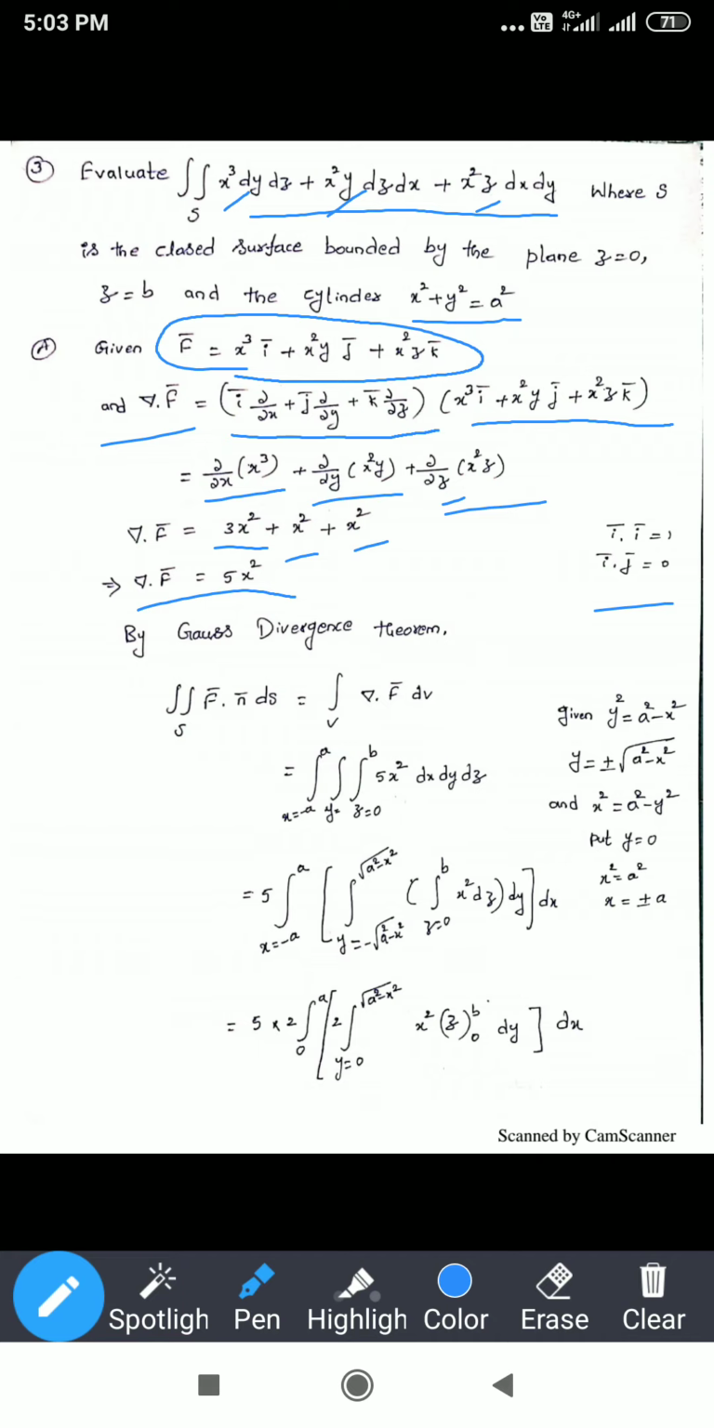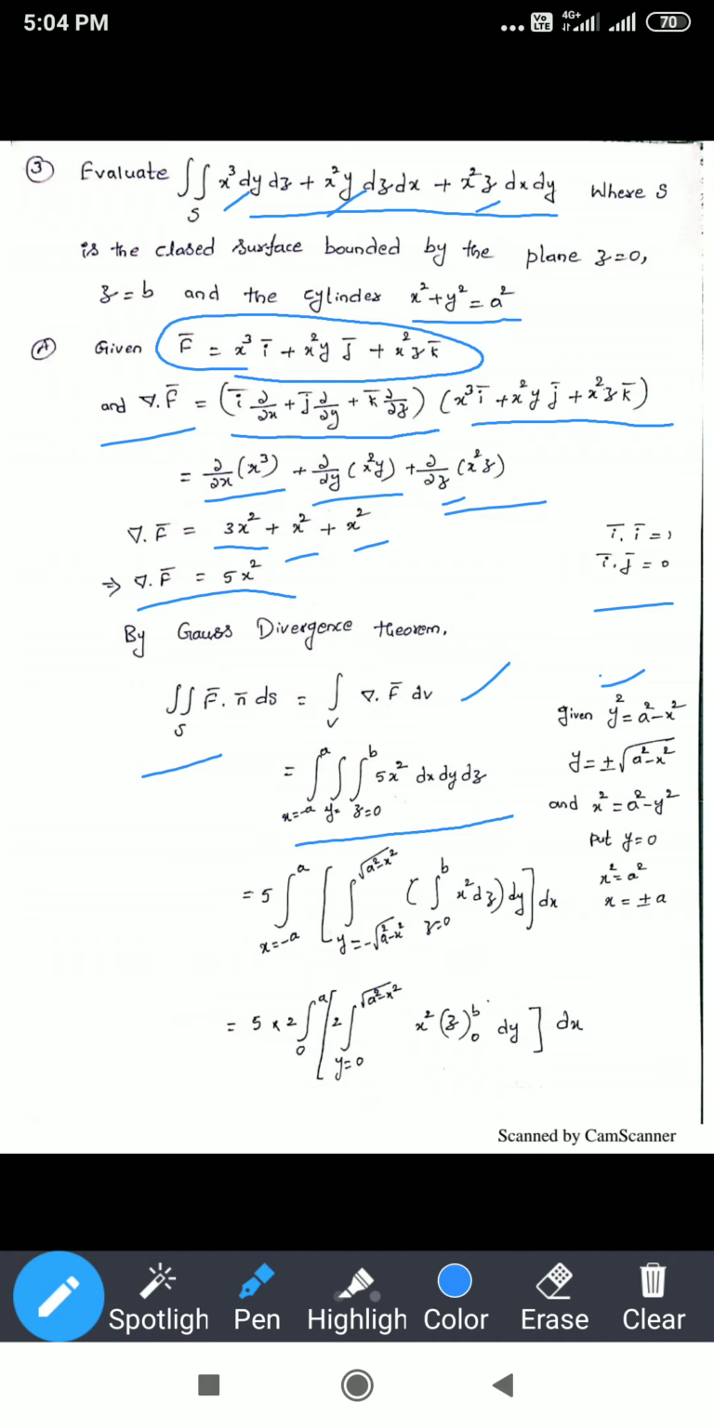Now, by Gauss divergence theorem, you know that the surface integral is equal to the volume integral. So substituting this del dot f bar in the volume integral, 5x square dx dy dz. Then come to the limits. The z limits are clearly given in the question, that is, z is equal to 0 to b. And using the given equation, you have to find the y limits as well as the x limits.